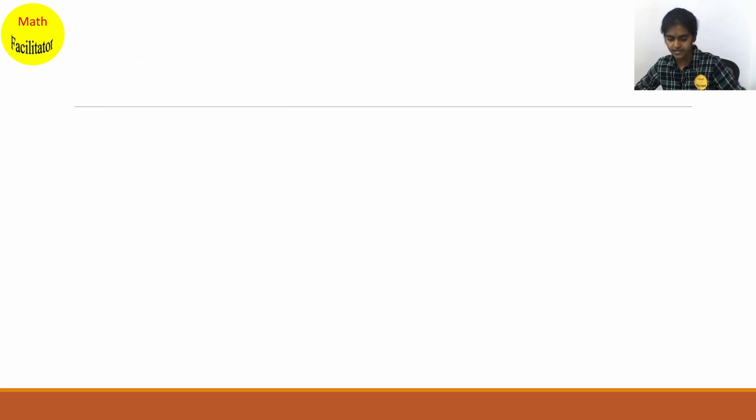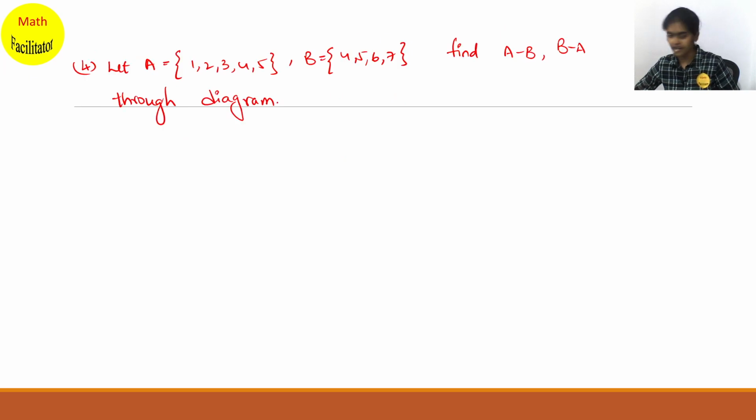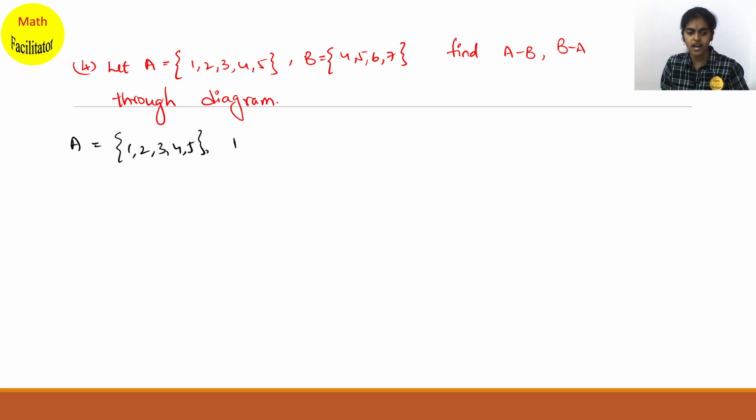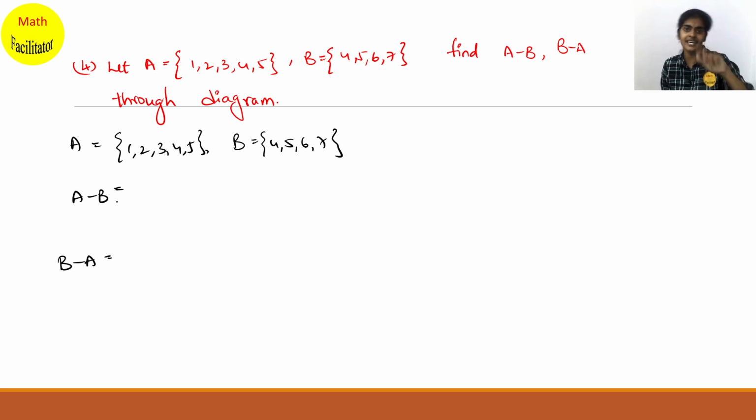Yes, see the question once. So you have to draw the diagram. Okay, so you have A is equal to {1, 2, 3, 4, 5}, and you have B is equal to {4, 5, 6, 7}. These are the two sets. You have to find A minus B, and you have to find B minus A, and you have to draw the diagram. Through the diagram you have to find. Okay, so instead of finding through the diagram, we will first find A minus B and B minus A, then we will draw the diagram. No problem, any which way we can do.